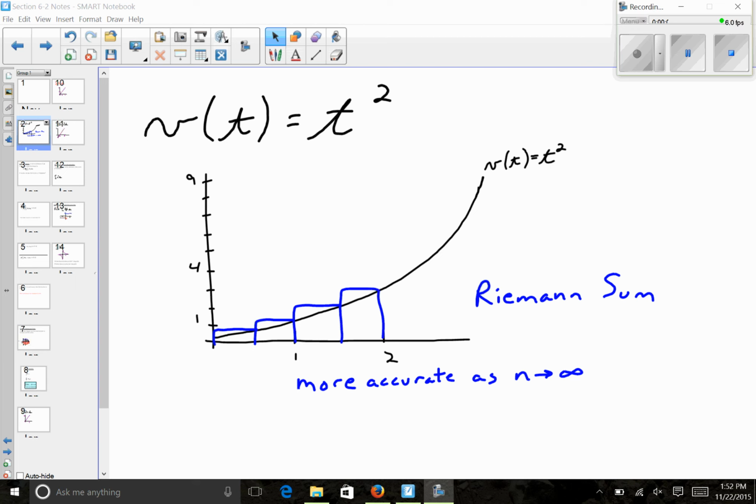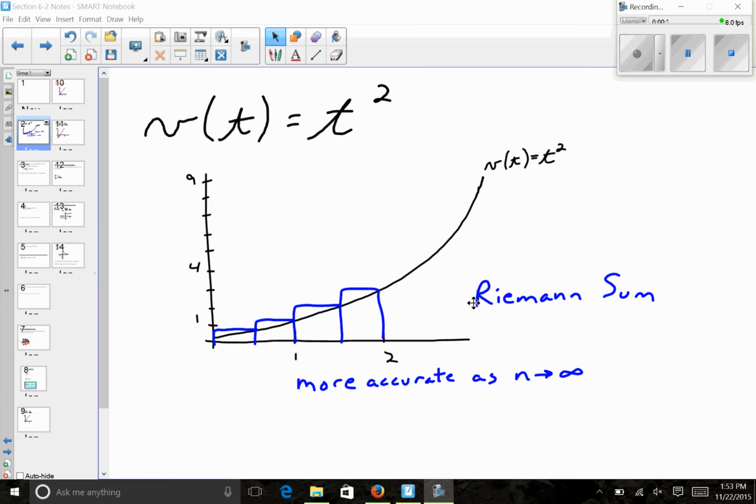Welcome to section 6.2. In this section, we're going to introduce what is called a definite integral and some background for that first. Last section, we talked about doing rectangular approximation methods, or RAM. RAM is a type of what's called a Riemann sum. And a Riemann sum is where you're adding up areas.